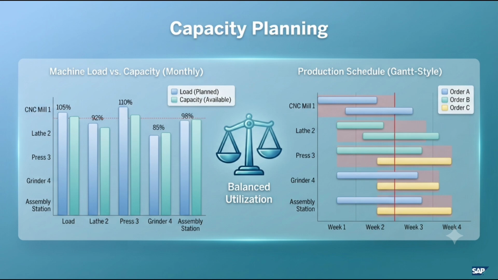Effective capacity planning prevents delays, reduces idle time, and improves overall equipment effectiveness. When capacity is managed well, companies can deliver products on time while using their resources in the most efficient way possible.